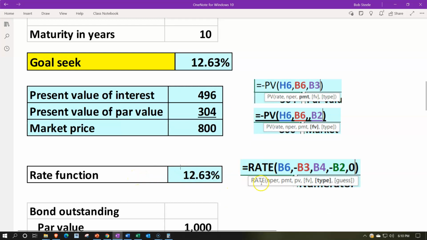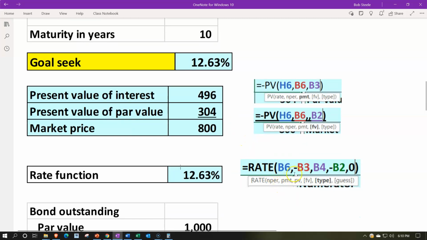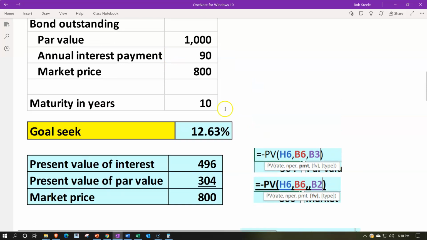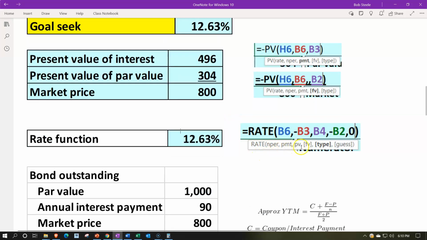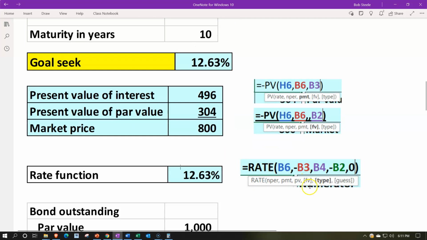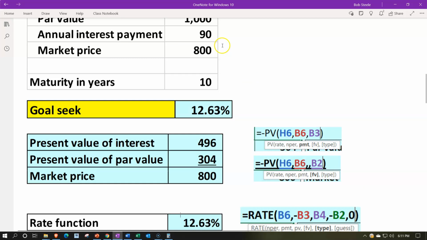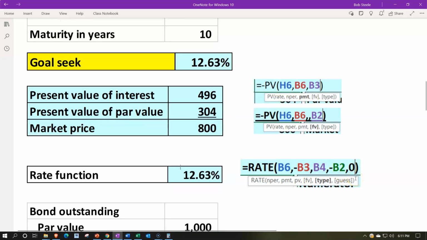The rate function would be equal to the number of periods, in this case 10, comma, the payment, which has to be negative, and that's a crucial point to get in this formula right. You got to get the negative payment, which is going to be the $90, and then comma, the present value. The present value is the current price, the 800, and then comma, the future value. The future value has to be negative. That would be the 1,000. And then we have 0 to indicate that it's at the end of the period calculation.